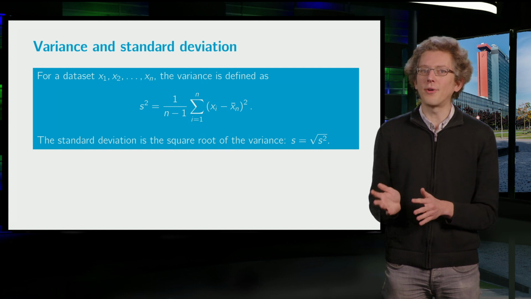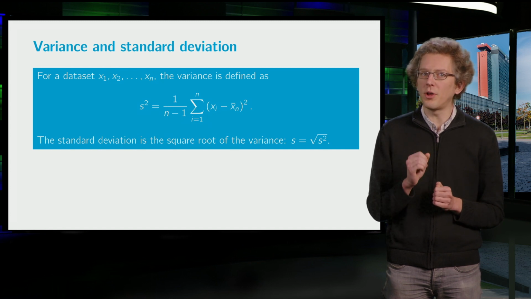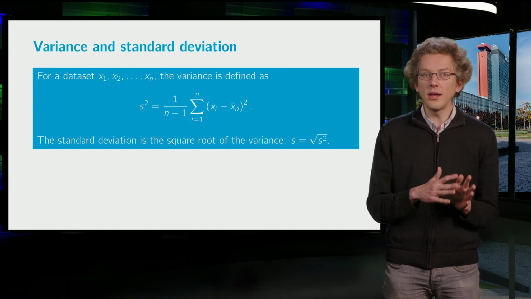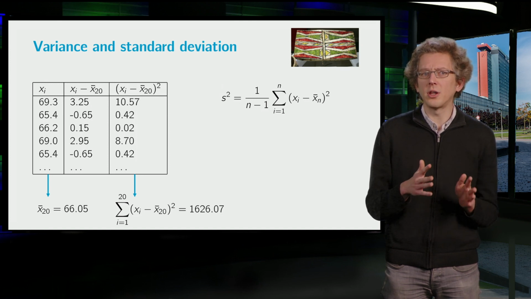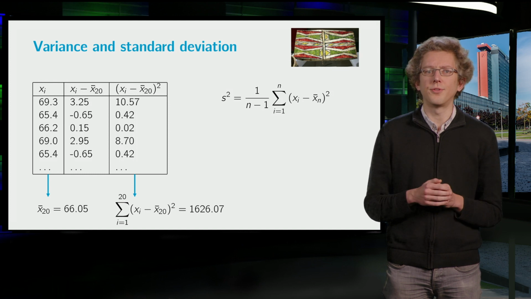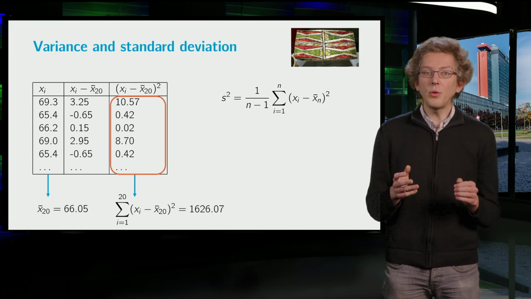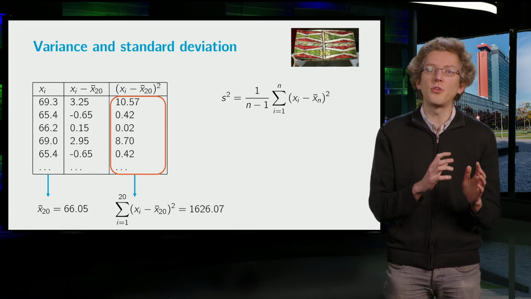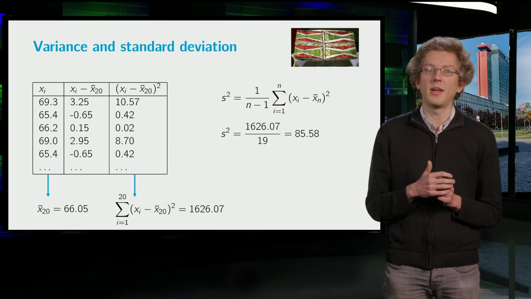Okay, the definition may look a bit frightening, but if we break it down, it does make sense. Let's compute it for the dataset with the aspect ratios of the Shoshone parflèches. We look at how much each value x_i differs from the average x̄_20. That is the second column in this table. If we add the values in this column immediately, we get 0, so that is not very useful. Rather, we square all of them. This gives the third column. And then we take a sort of mean of those squares by dividing the sum of the squares by n-1. And here we get that the s squared value is equal to 85.58.